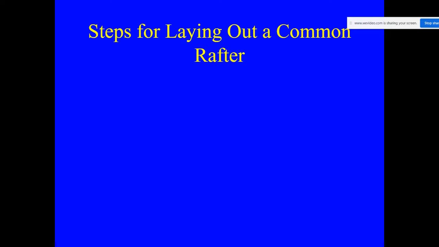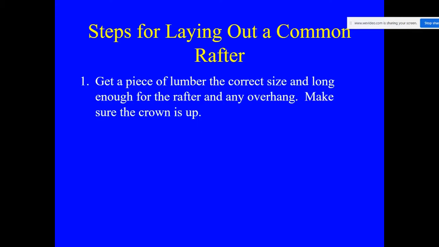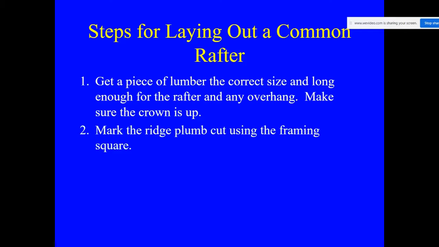All right. Once you know that, then you're going to actually have to do the layout on the rafter. Right now we don't have the ability to do it in class, but when we get back to class, we will. But knowing the process is important. So first of all, obviously getting a piece of lumber that's the correct size. If there's a crown, meaning any kind of curl or curve in it, make sure the crown is facing up. Mark the ridge plumb cut using the framing square.